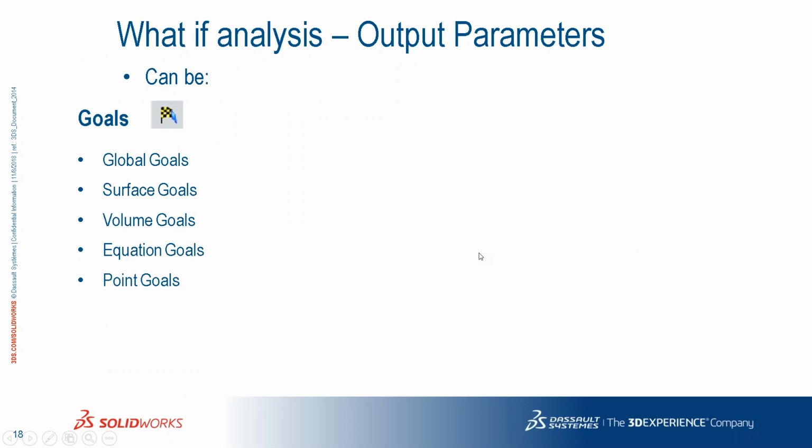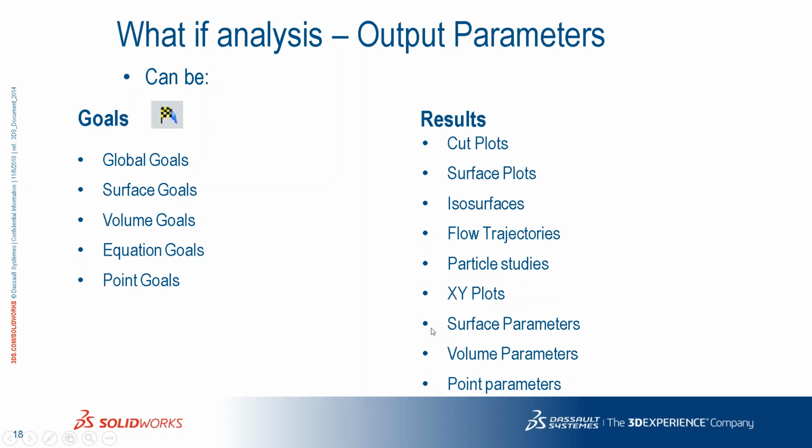For the output, you will surely use the goals as an output parameter. In this case, a goal is just used as a quantity to monitor. So, for example, you define a pressure loss. It will be what you want to monitor as the dimension is varying. Another thing you can compare or vary is the cut plot. So you can see, for example, what happens to velocity and pressure by displaying the cut plot as a static image. But you can also use XY plots, flow trajectories, all the results that are available in Flow Simulation.